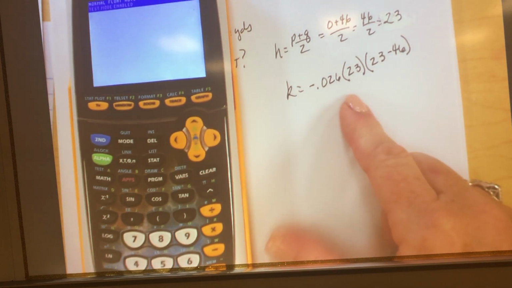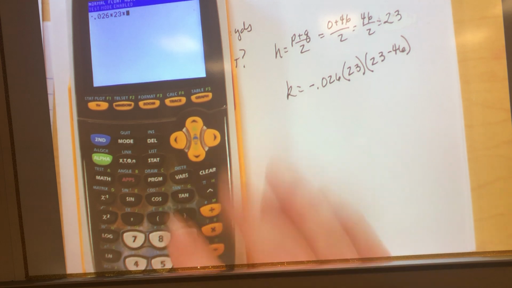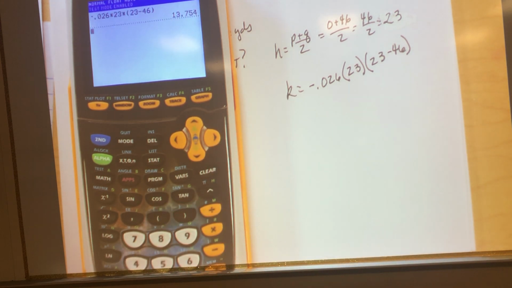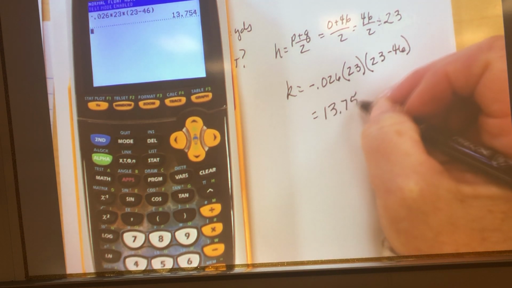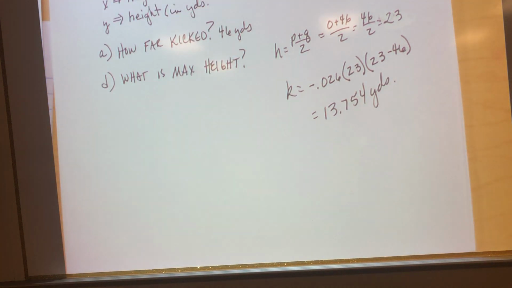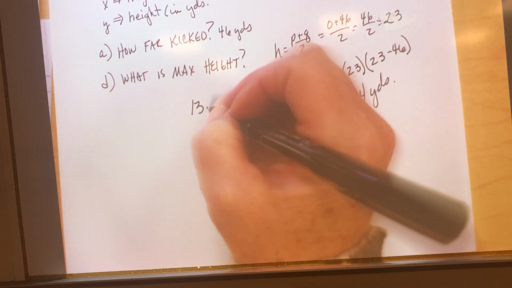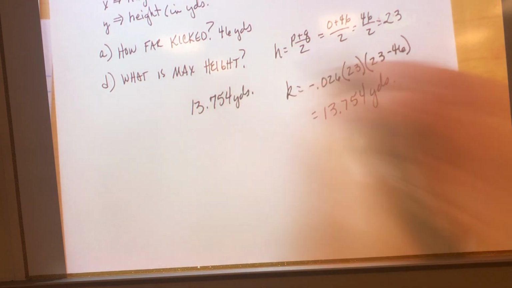So, negative 0.026 times 23 times parentheses 23 minus 46, close the parentheses. And so there it is, 13.754, and it is yards, okay? So that is my maximum height. Is that reasonable? Yes, that is reasonable, okay?